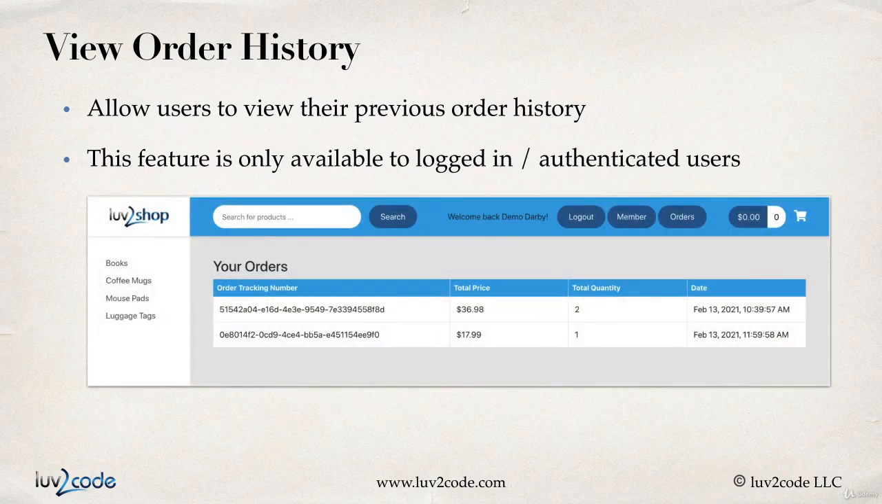And here's a little screenshot. So notice here on the far right, there's a new button here called Orders. The user will click that button, and then it will show them their list of previous orders.